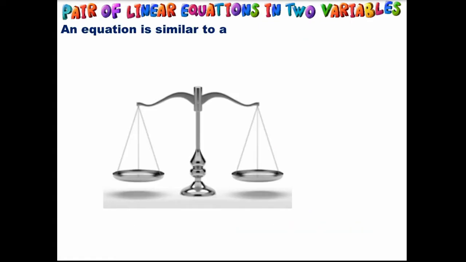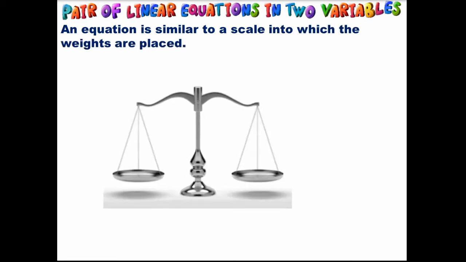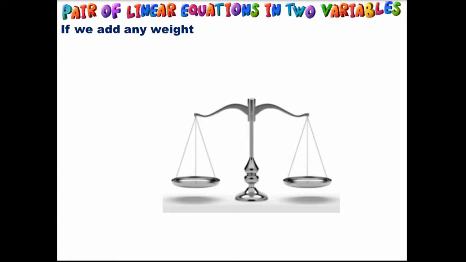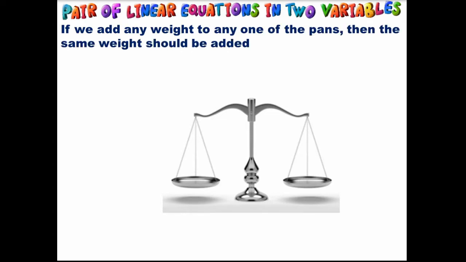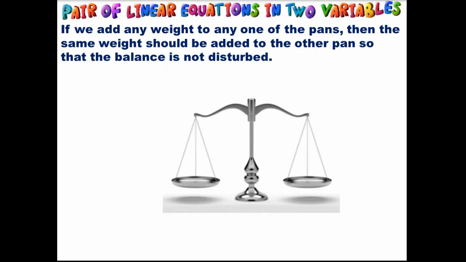We can say that an equation is similar to a scale in which the weights are placed. That is, it is equivalent to a balance. Let me see how. If we add weight to any one of the pans, then the same weight should be added to the other pan so that the balance is not disturbed, isn't it? So this is the property of a scale. If we add weight to one pan, you should do the same to the other.